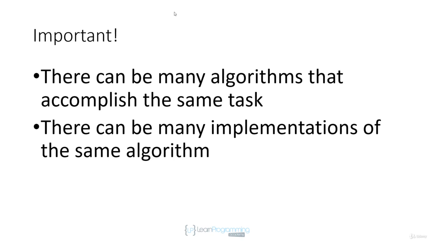Now, often the words algorithm and implementation are used interchangeably, even though they're different. I'll probably do the same thing occasionally. I may occasionally use algorithm when I should be using implementation. So just remember that an algorithm can have many implementations. And as I said, there can be many algorithms for accomplishing the same task. So that's algorithms, not terribly complicated. They just describe the steps you have to perform to accomplish a specific task.